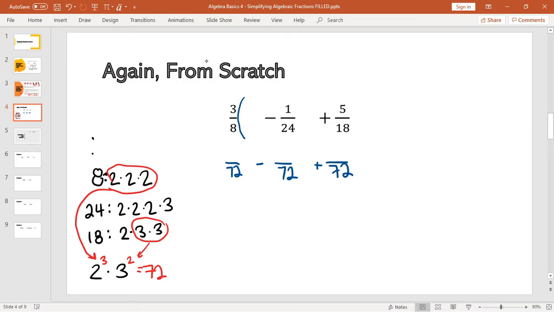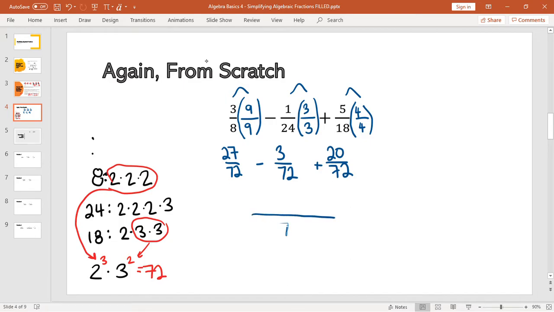To turn 8 into 72, I need to multiply by 9, and do the same to the top. To change 24 into 72, multiply by 3, same to the top. And to change 18 into 72, multiply by 4, same to the top. So I end up with 27, because that's 3 times 9, minus 3, plus 20. And that's just doing the math here, here, and here. Everything can go over one denominator now.